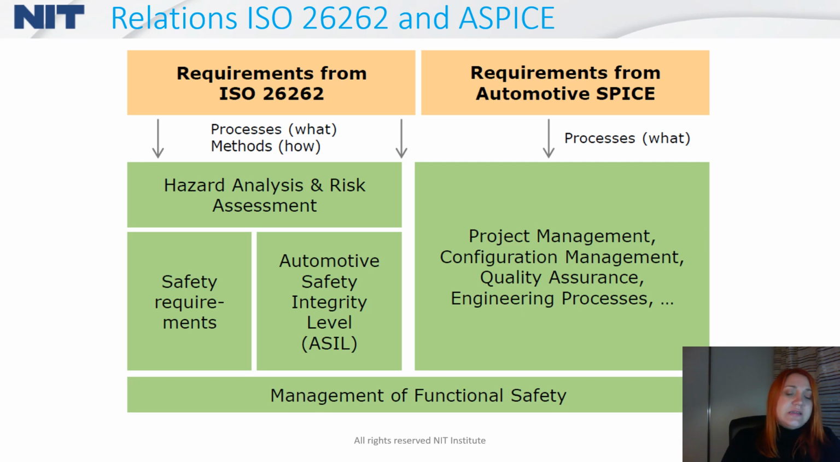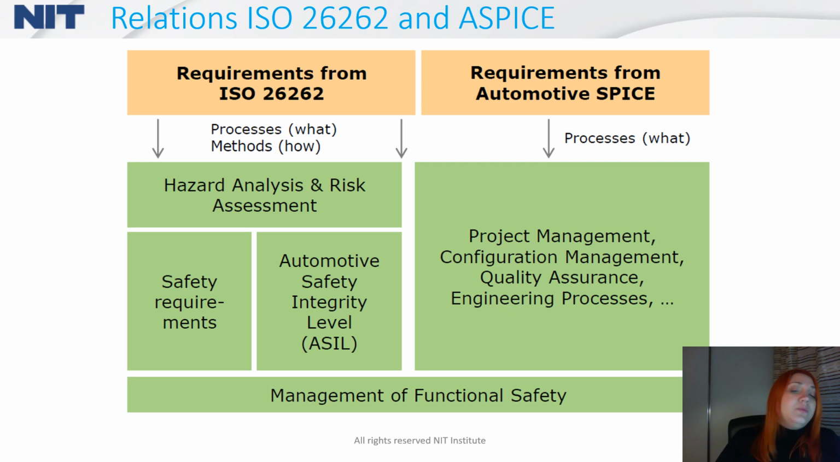In the end, we can summarize like this. Requirements from ISO 26262 say that we need to check what and how, in both ways, that we need to check hazard analysis and risk assessment, and all the aspects of safety. On the other hand, requirements from Automotive SPICE will check only what, and they will check, for example, processes like project management, configuration management, quality assurance, and all engineering processes.